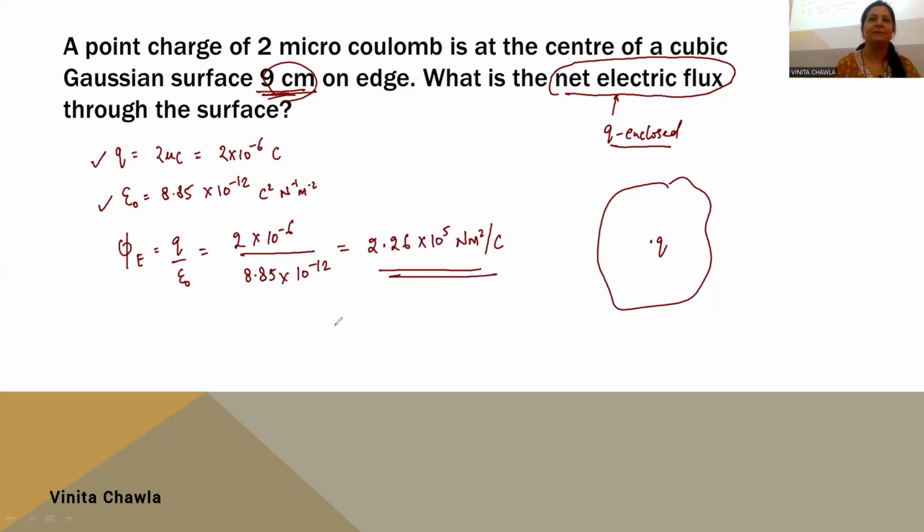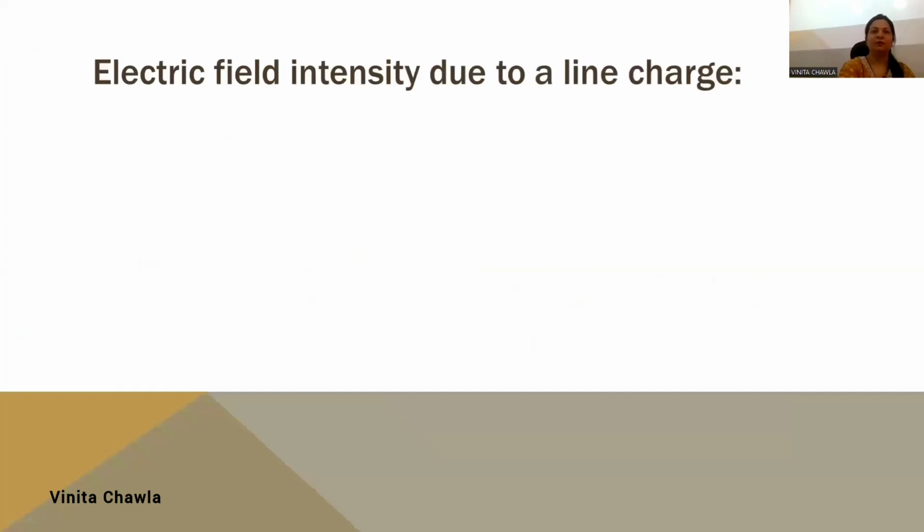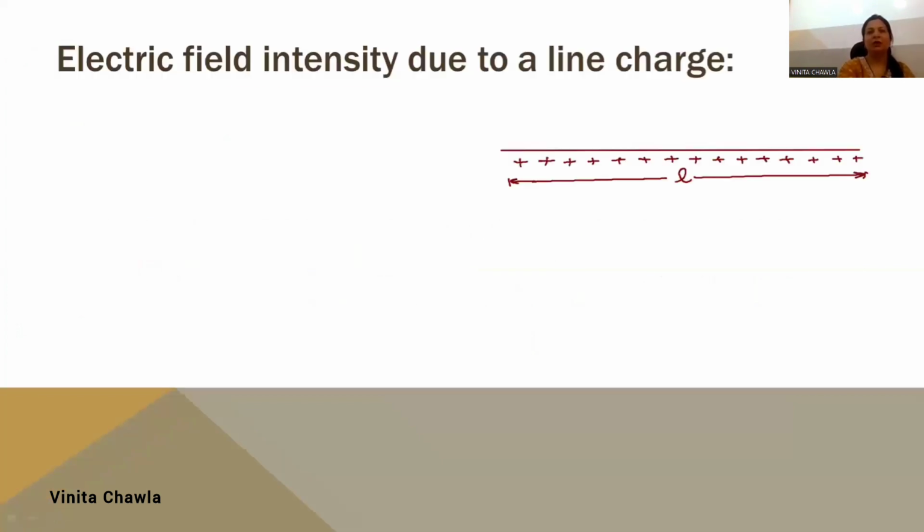Okay. Applications of Gauss law. So first we will find electric field intensity due to a line charge. So line charge is, you can see here that charge is uniformly distributed on this line element. So let the length of this wire or the line element be L. L is the length of the wire or the line element, and this charge is distributed uniformly everywhere. Because here we have uniform distribution of charge, we can consider linear charge density.